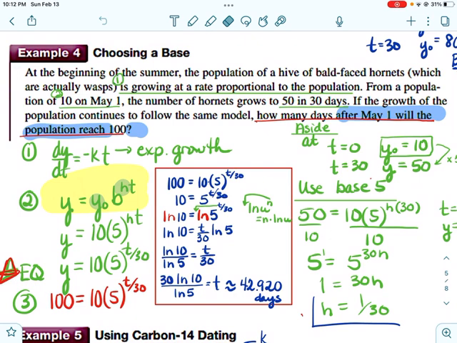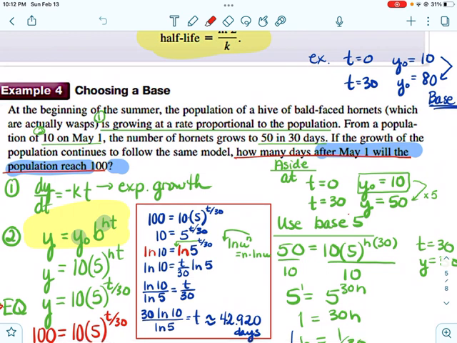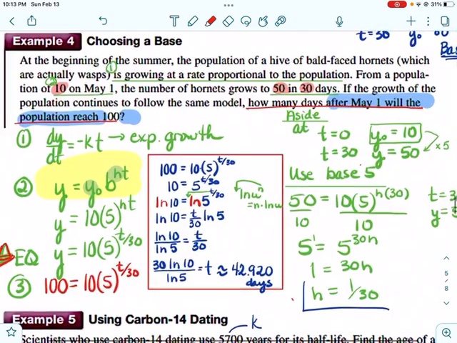We look at the data, and sometimes it's helpful to pick a base that's compatible with the numbers we're dealing with. So let's read through the problem, and then I'll do another checklist as we go through. At the beginning of the summer, the population of a hive of bald-faced hornets, which are actually wasps, is growing at a rate proportional to the population. So that tells you that it's an exponential growth rate. From a population of 10 on May 1st, the number of hornets grows to 50 in 30 days. If the growth of the population continues to follow the same model, how many days after May 1st will the population reach 100?